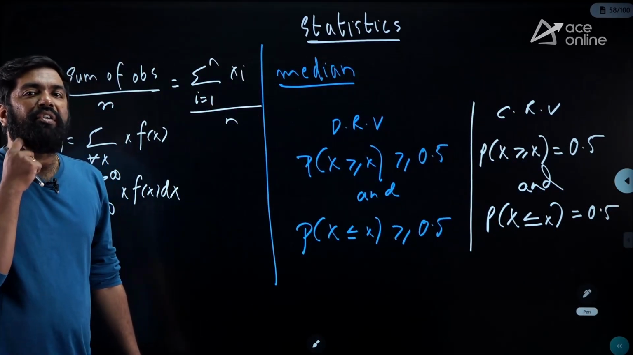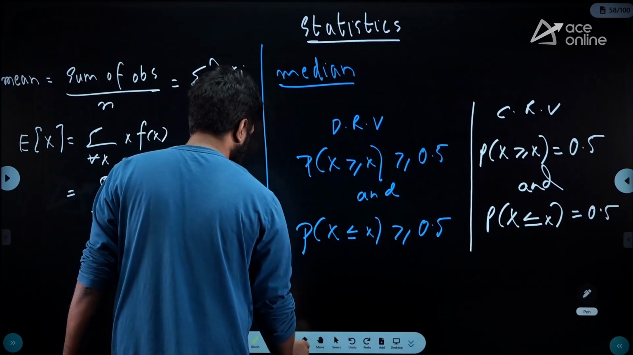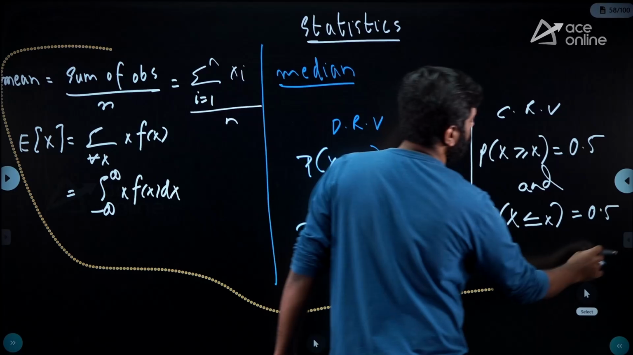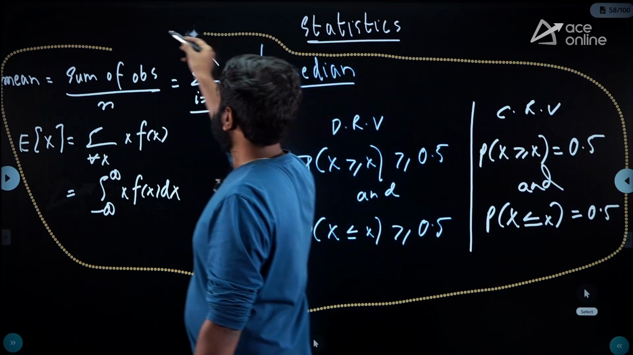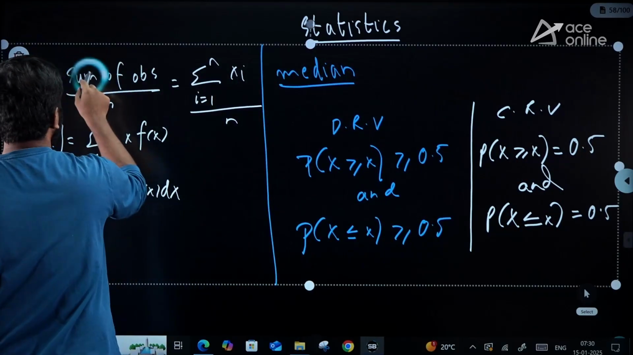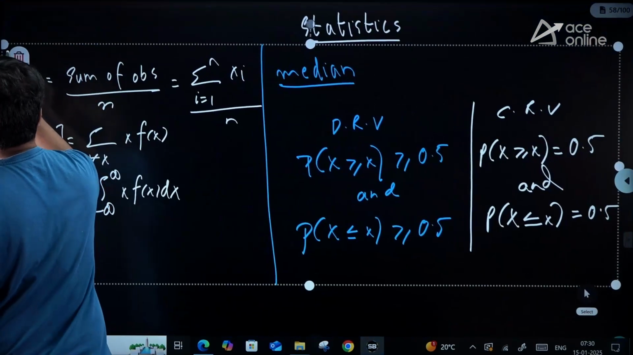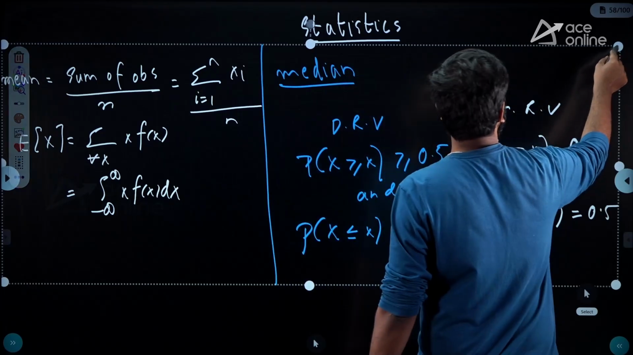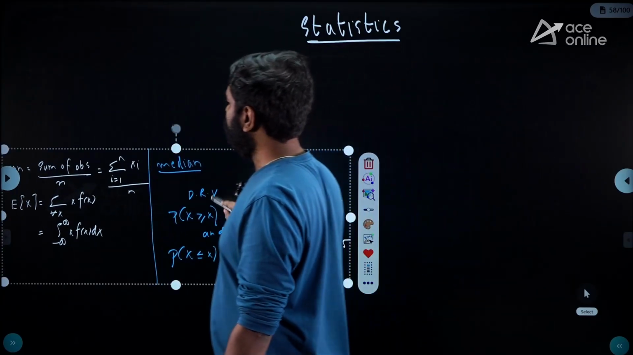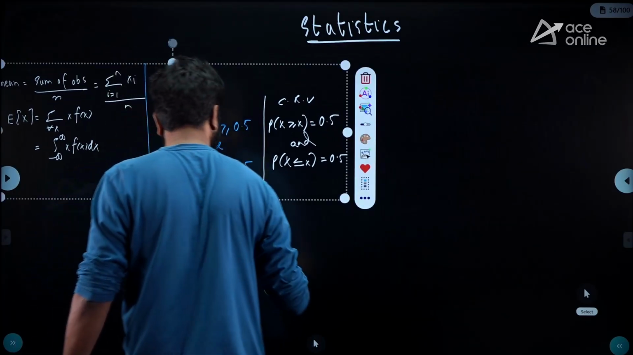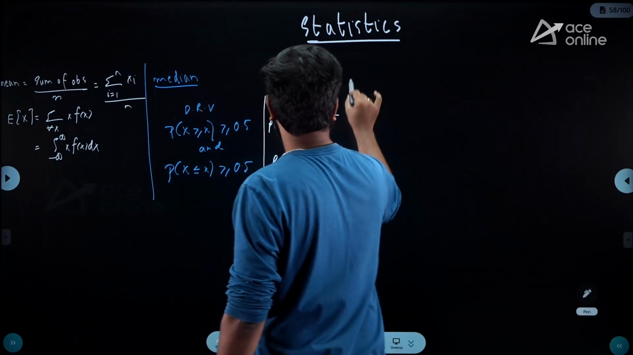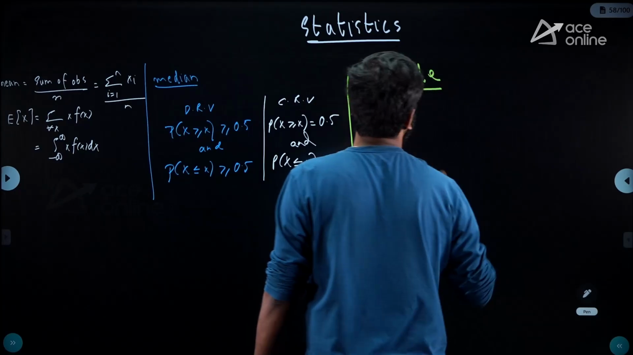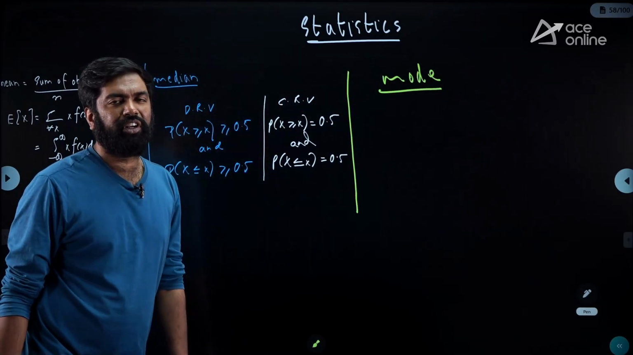So what's the next topic? Mode is the next topic. So how do you people find mode? If observations are given, then you will say the observation which repeats for the maximum number of times will be called the mode. So let's fill that here. The observation that repeats for the maximum number of times.